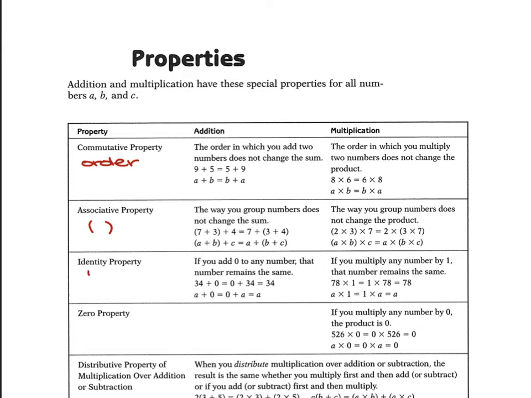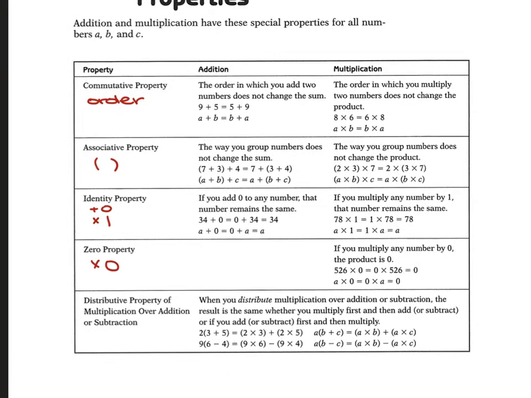So plus 0, times 1. Identity does not change the number. So either way, if you add 0 to any number, that number remains the same. And then if you multiply 1 by any number, that number remains the same. For your 0 property, if you multiply any number by 0, the product is 0. So this is just multiplication of 0.